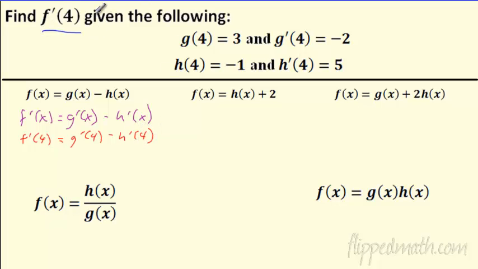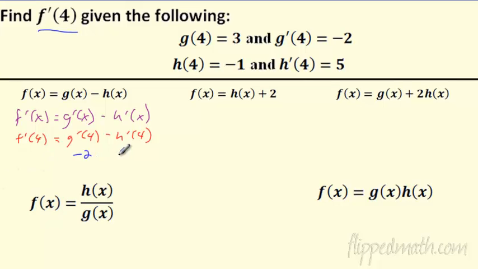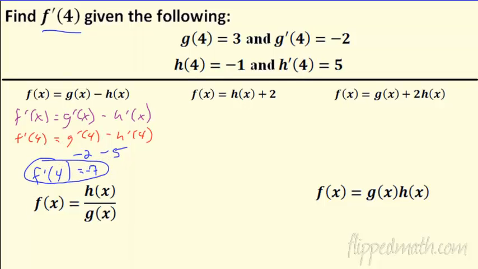It's all when f prime is 4. That's our goal, and these are all at 4. So the g prime of 4 is negative 2. So the h prime of 4 is 5. So we can find the f prime of 4. What is that? Negative 2 minus 5, negative 7. Excellent. Boom. So this is all notation.